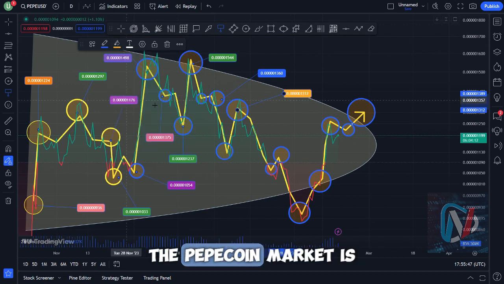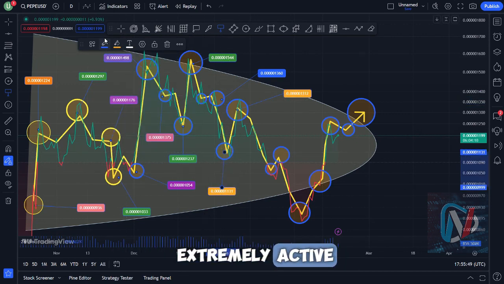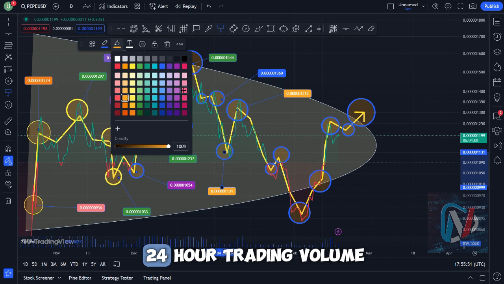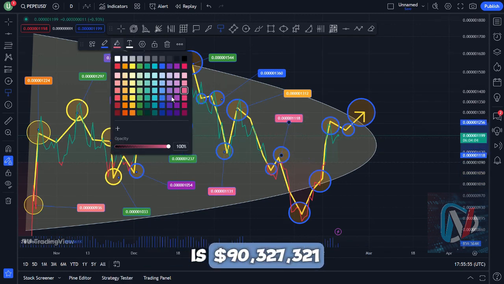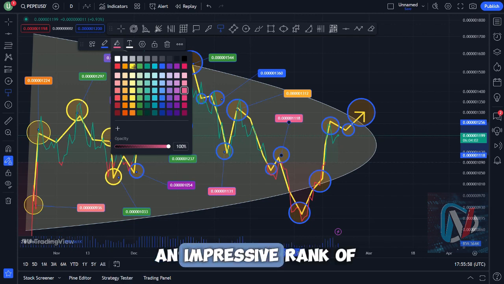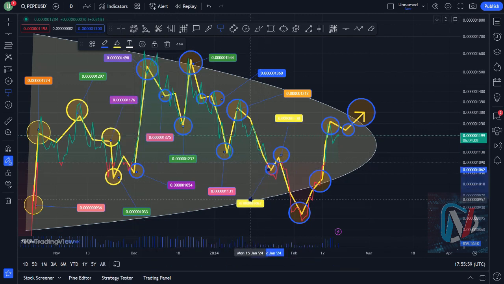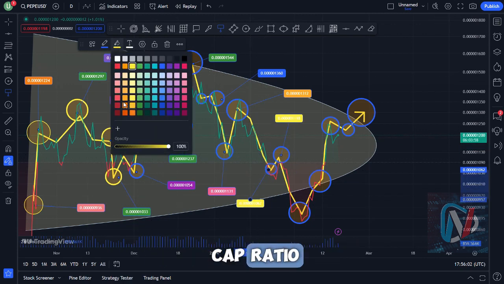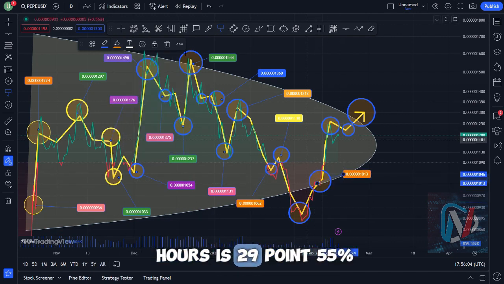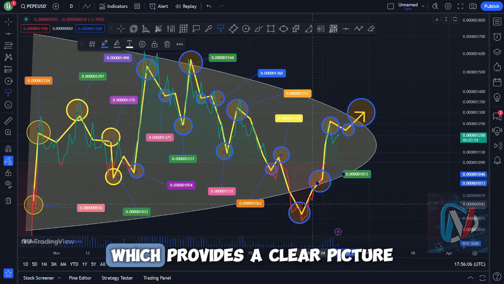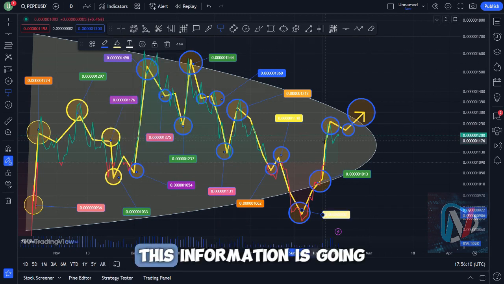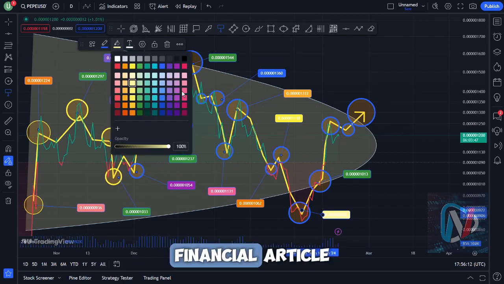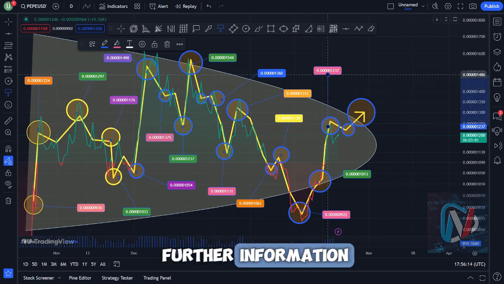There is no doubt that the pepecoin market is extremely active, as evidenced by the fact that its 24-hour trading volume is $90,327,321, and that it holds an impressive rank of number 71. The volume to market cap ratio for the past 24 hours is 29.55%, which provides a clear picture of how liquid pepecoin is in the market. This information is going to be added to this financial article in order to provide further information.